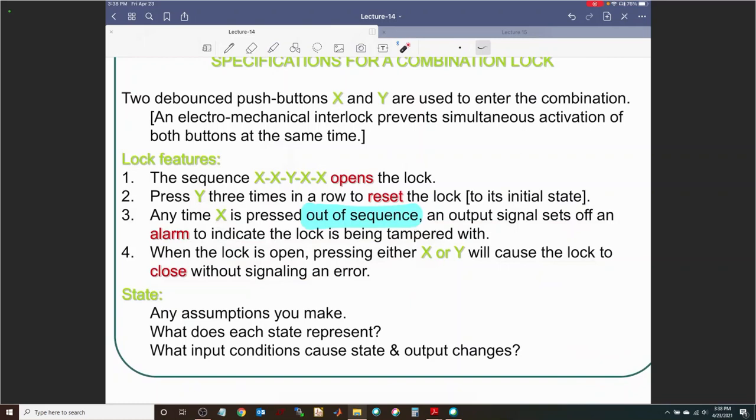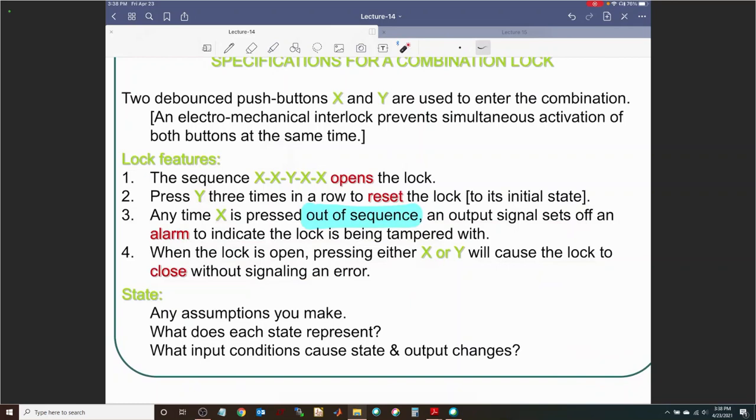So again, the user is supposed to know, I have pressed it five times, that is all I need. Don't press X or Y for the sixth time. If you do, the lock will automatically close without signaling an error. So these are four features that we have in this combination lock.